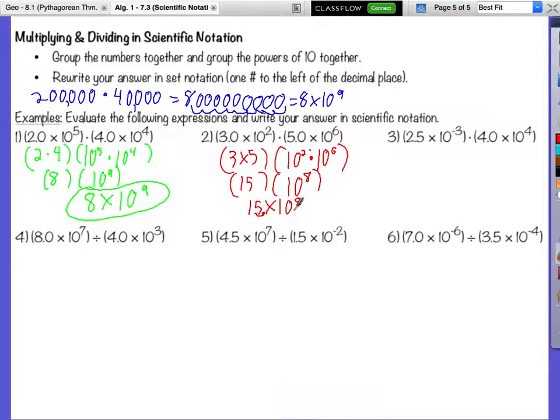Move to the left one. And what do we do with this exponent? Make it bigger. We made this number smaller. We have to make this number bigger. So it would be 1.5 times 10 to the 9th.